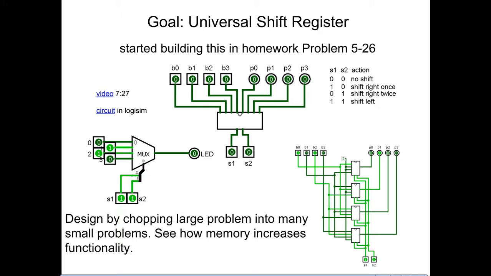Hi. This second half of Chapter 6 starts off with building a universal shift register. So it's showing you the first application of flip-flops, but there's a bunch of sub-goals here. One is to see how you chop a large problem up into small problems and see how the adding of remembering or memory increases the functionality of the circuit.